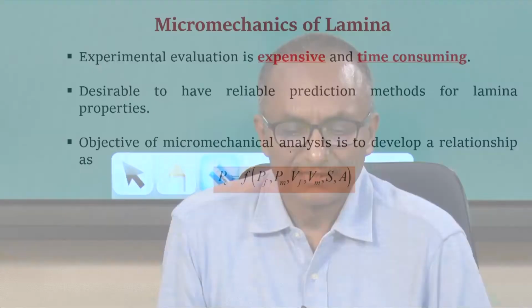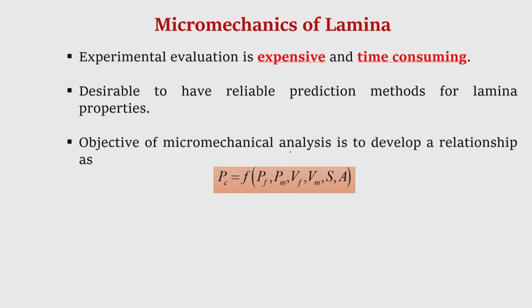So, determination of all these 13 parameters by conducting experiments, and that too when the relative proportions of the constituents change, is time consuming and expensive. Therefore, it is always desirable to have a reliable prediction method, so that we could determine the properties of a lamina in terms of the properties of its constituents and the relative proportions. That is the justification for studying micromechanical analysis, wherein the objective is to develop a relationship.